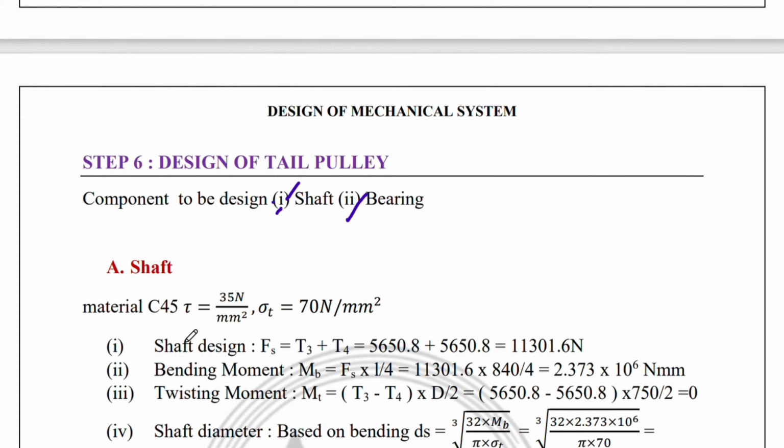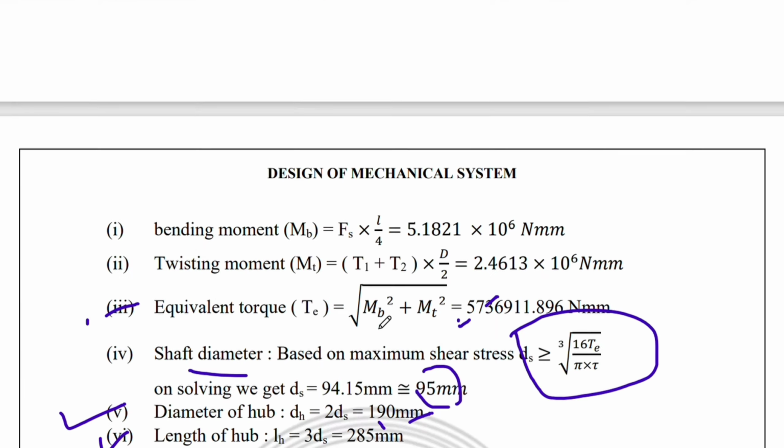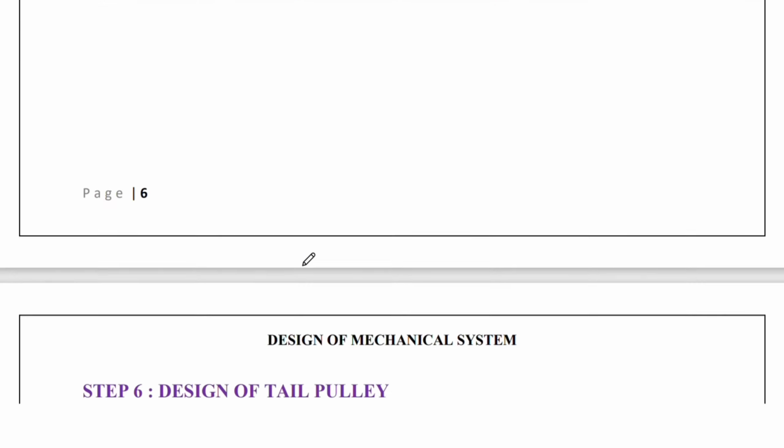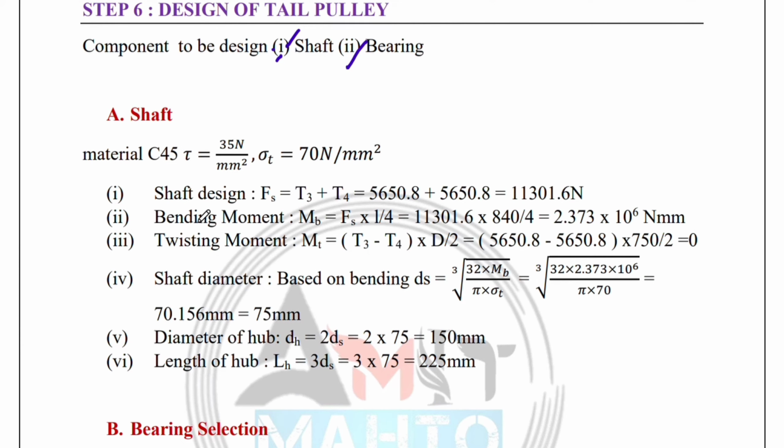For shaft design, we take material as C45, tau will be 35 Newton per mm square, sigma t will be 70 Newton per mm square, which we have done in the previous step also. Same material C45 taken, tau 35 Newton per mm square. Then shaft design.